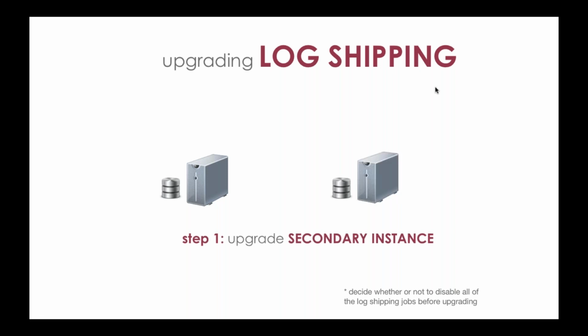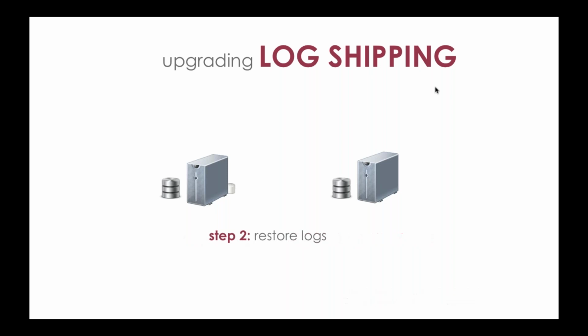You upgrade the secondary instance, or again, rule of thumb, you upgrade the standby. In this case, the standby instance is the secondary instance. Then you restore the transaction logs. This is unlike database mirroring or availability groups where you have log backup jobs running. Here, when you're upgrading the secondary instance, there may be log backup jobs running while you're doing the upgrade. So you can restore those logs in the secondary instance, and then you upgrade the primary instance.